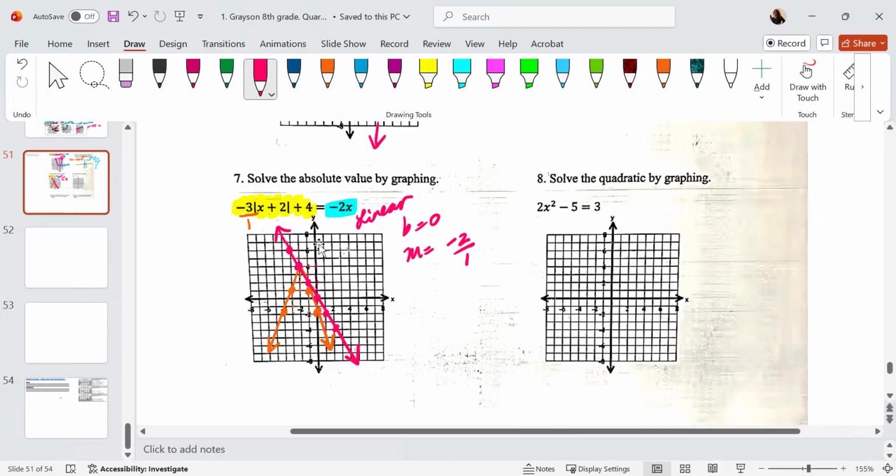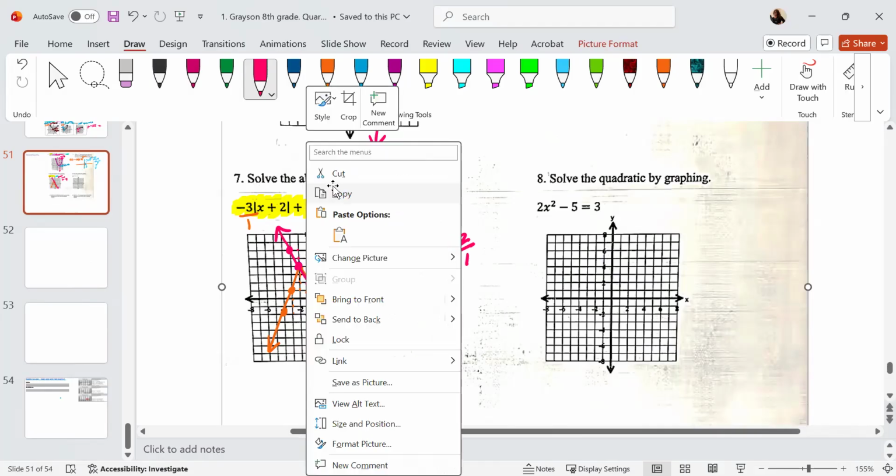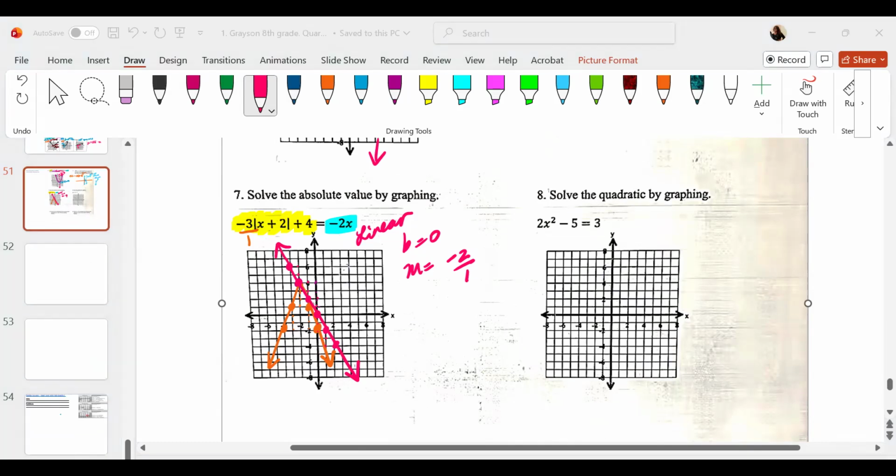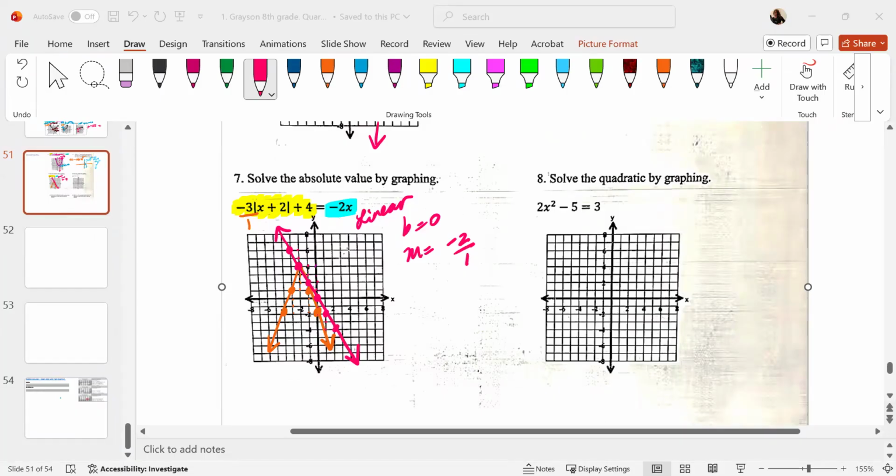But then what's your answer then? What's the equation again? Absolute value, what is it? Plus 2, plus 4. Okay, equals negative 2x. Equals, yeah. Do you think that negative 2x matters? Yeah, probably.